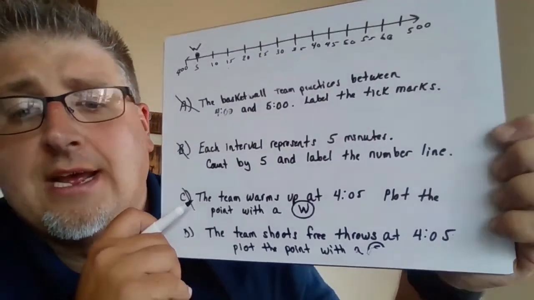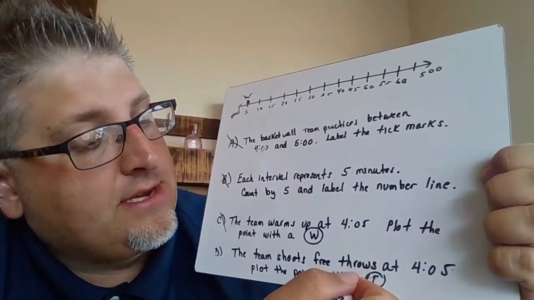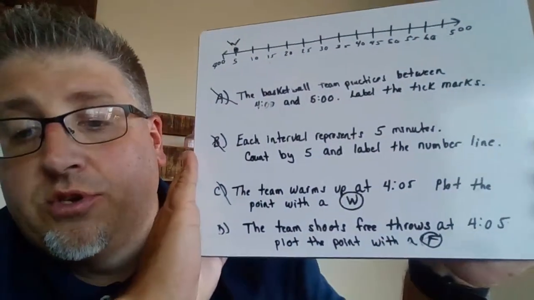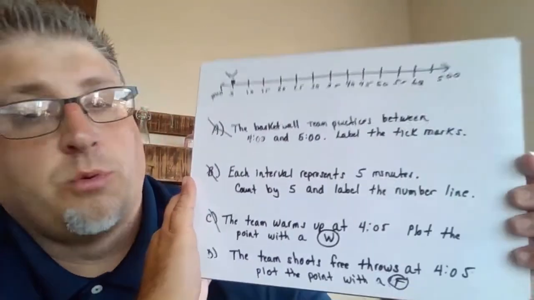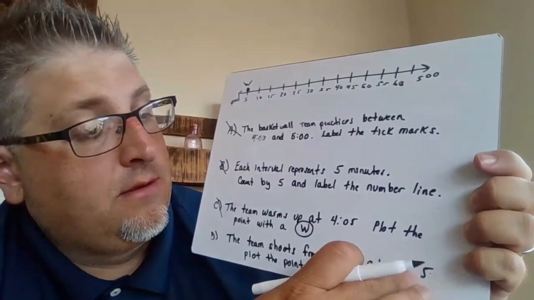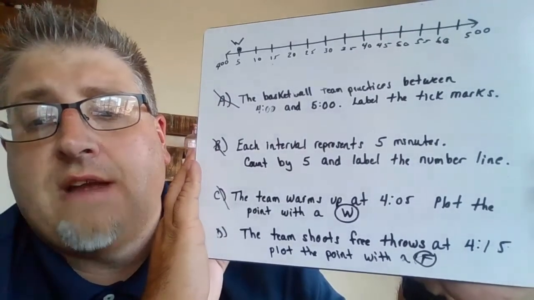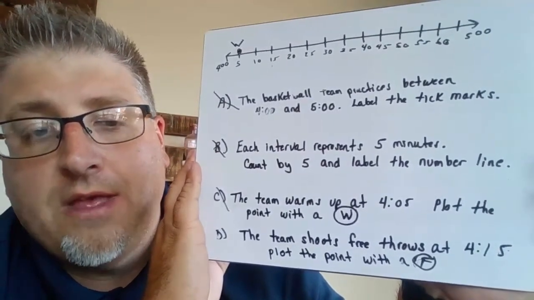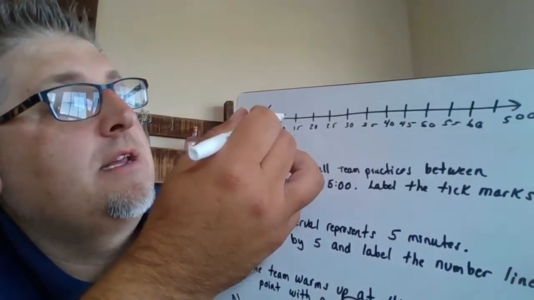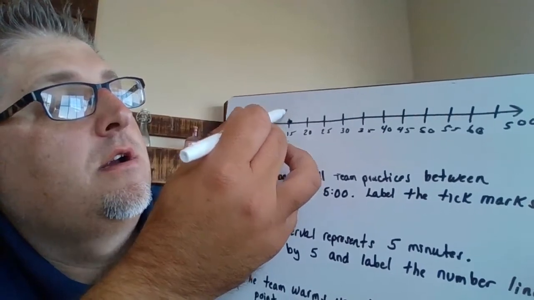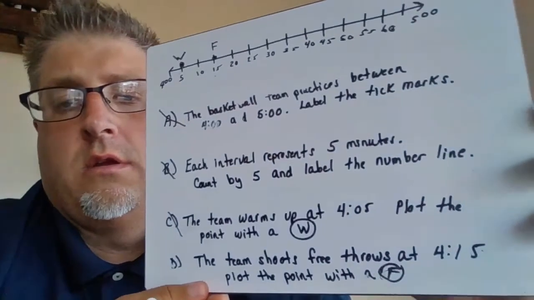And our last question says, the team shoots. Let me fix the bottom here. It got erased by my hand. The team shoots free throws at 4:05. Plot the point with the letter F. So that's supposed to be 4:15. Sorry about that. The team shoots free throws at 4:15. Plot with an F. So we need 4:15. So here's our 4. You guessed it, all the way over to the 15 here. And we put our plot line of F. Okay?